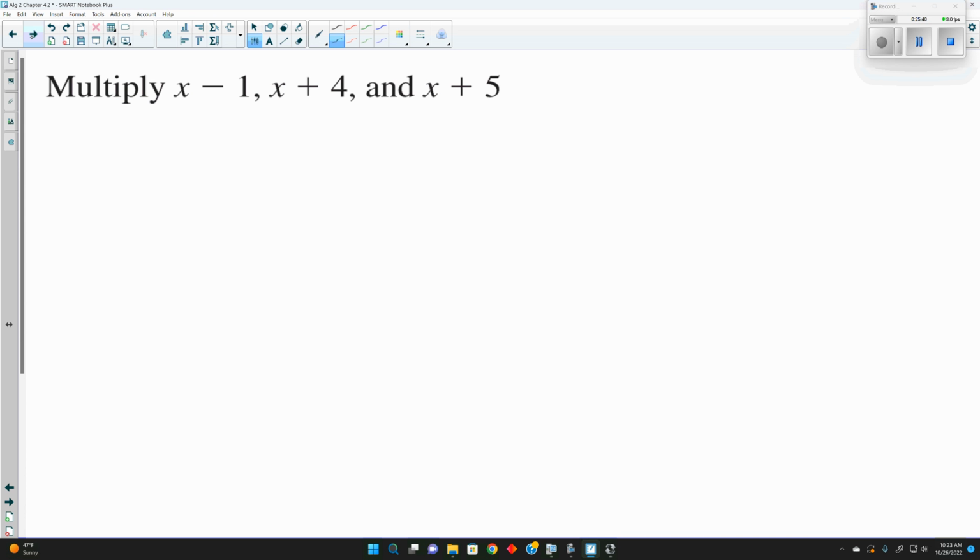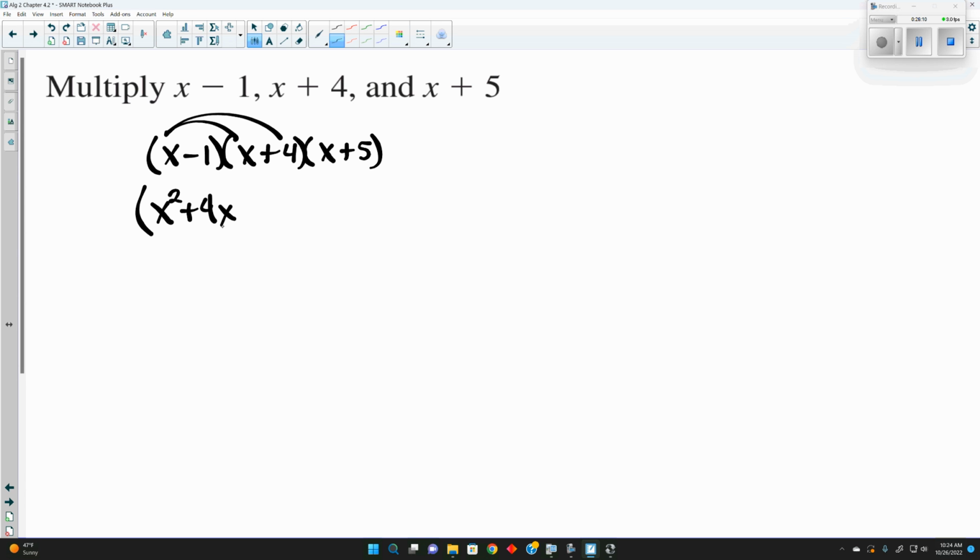So we want to multiply x minus 1 by x plus 4 times x plus 5. We're going to pick two of them to multiply together first. We can pick the first two and do exactly what we just did. X times x is x squared. X times 4 is going to be plus 4x.